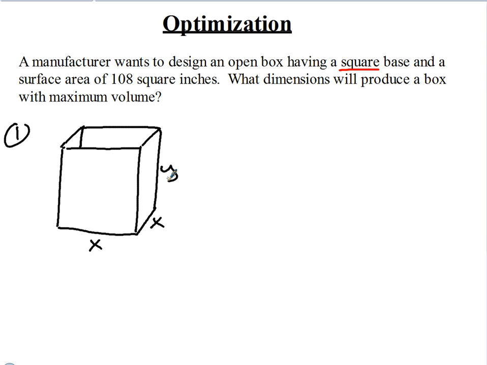Primary equation. Yeah, we always want to start with this primary equation. That's the one that's being optimized, either maximized or minimized. So what is the question asking us to, in this case, maximize? Volume. So we always got to start with volume. So step two is we need to come up with a volume equation in terms of the variables that we've defined in step one. Okay, so what is the volume in terms of the x's and y's here? Okay, x squared times y.